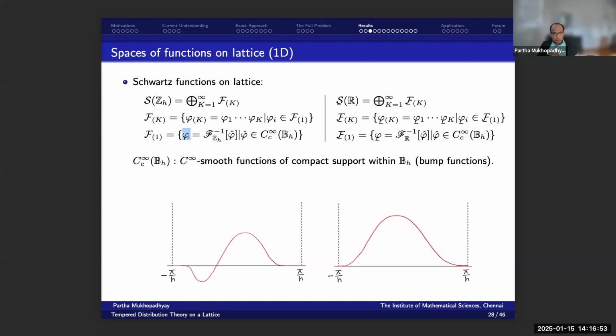So these functions will constitute the Schwartz space on the lattice. Once again, every Schwartz function on the lattice has a corresponding unique continuation, which is a Schwartz function in the continuum, which is this phi lower bar. So this S lower bar is basically a subset of the continuum Schwartz functions, and that is uniquely connected to the lattice Schwartz functions. That is the entire structure for the field configurations. These functions are also called bump functions.